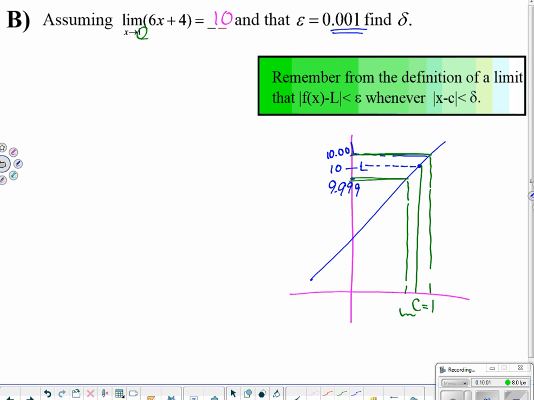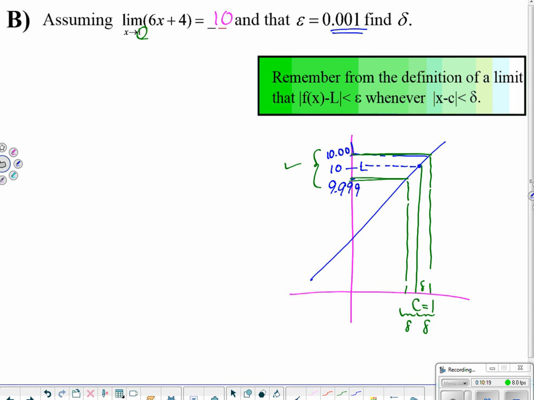Now where do I have to be on either side of c at 1 to ensure an output that ranges between 10.001 and 9.999? What is the delta range here? Okay, so that's what we're going to try and solve.